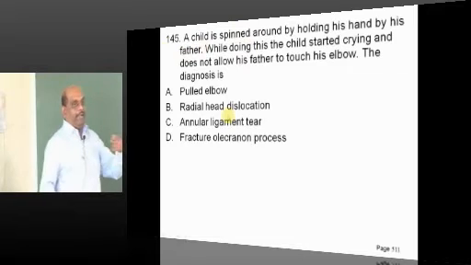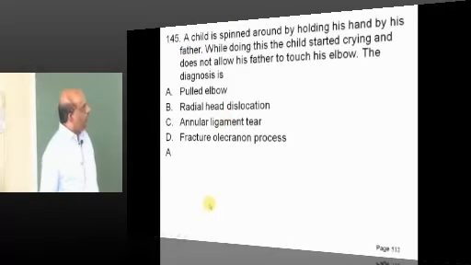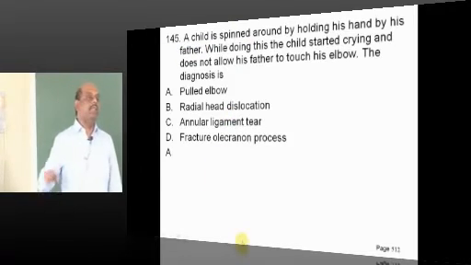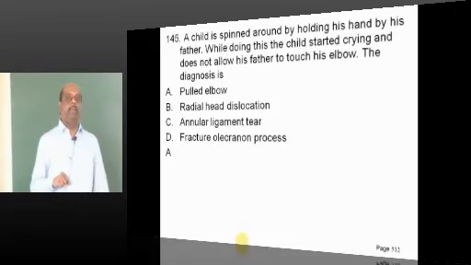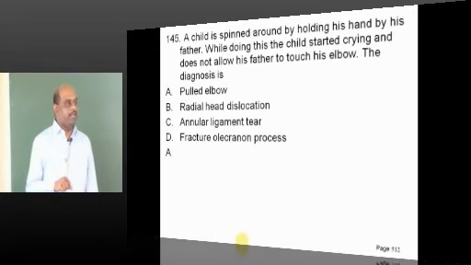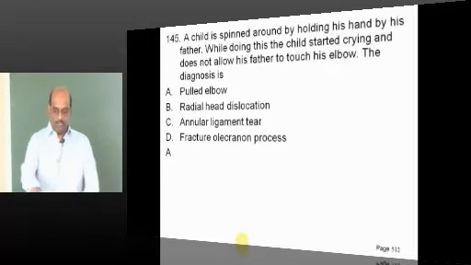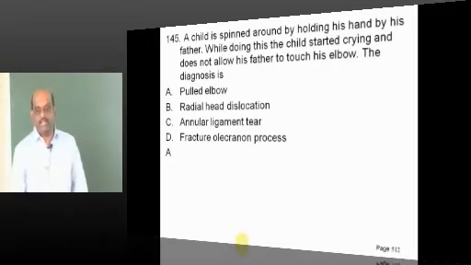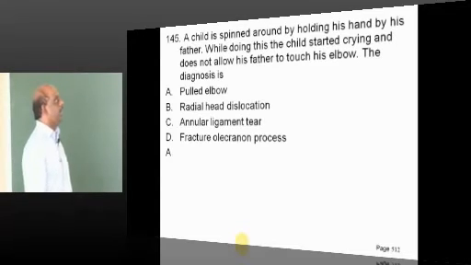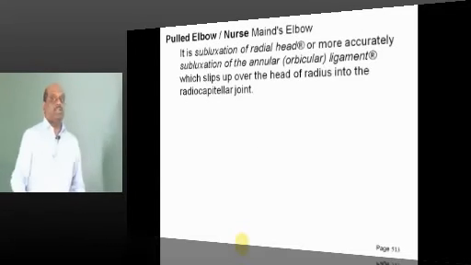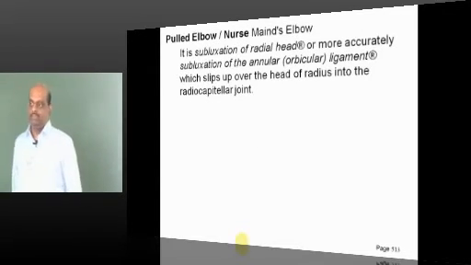A child is pulled, pulled elbow. Generally a pranky child who doesn't want to listen to the big brother's word. Big brother thinks I am the senior here, you are the junior, why are you not listening, and pulls. Pulled elbow, and nothing to worry. Pulled elbow you can reduce, at home only you can reduce actually. So that's very easy. It's also called nursemaid's elbow.